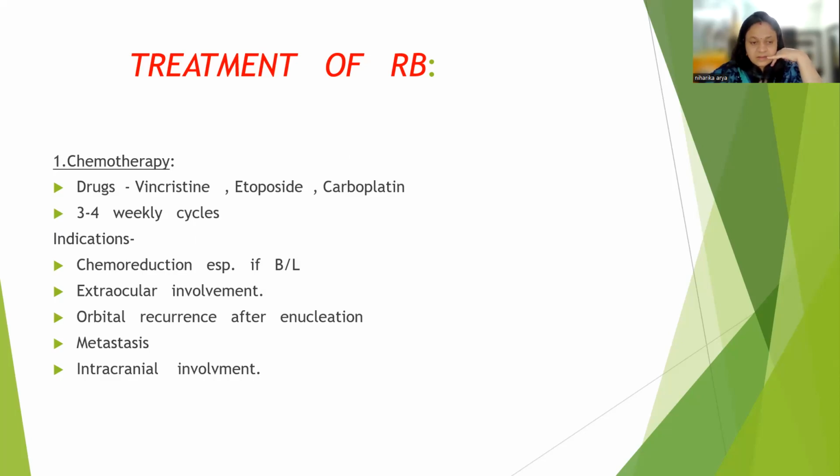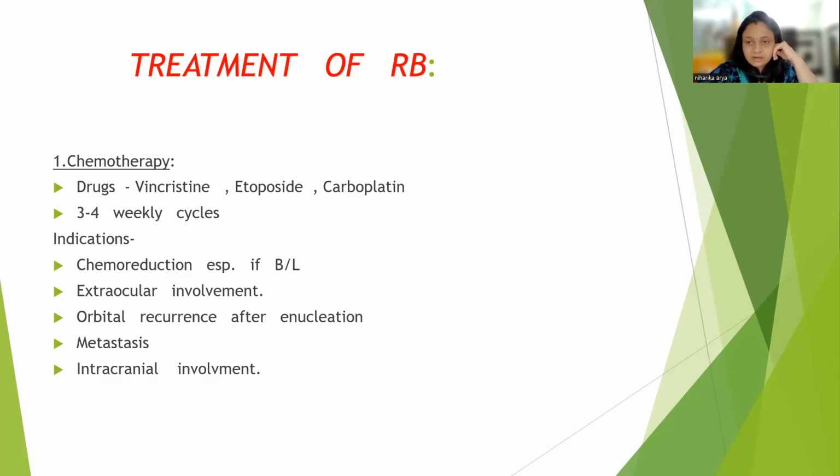Extraocular involvement means it involves the optic nerve, an extension of the retinoblastoma along the optic nerve. Another indication is orbital recurrence after enucleation. After removing the eyeball, some part of the retinoblastoma may remain inside the orbital cavity, so recurrence of the retinoblastoma occurs. That is the orbital recurrence after enucleation.